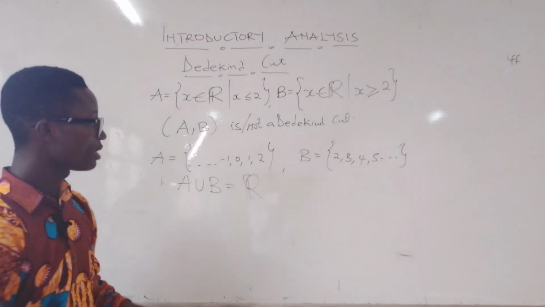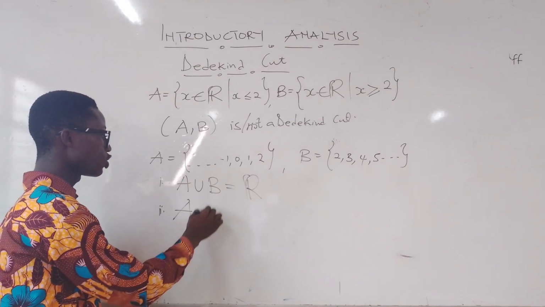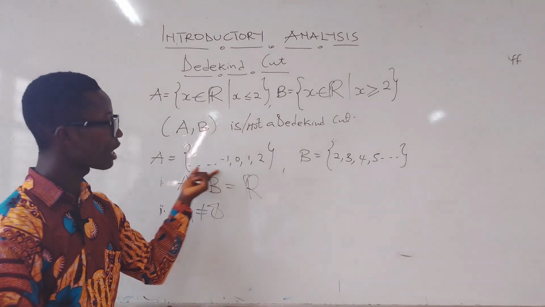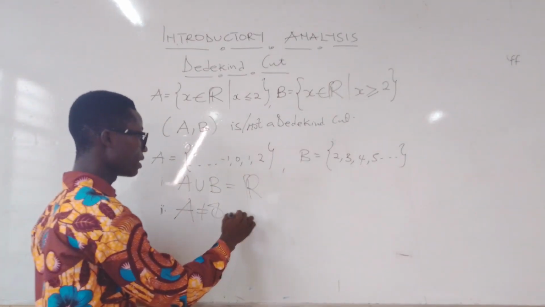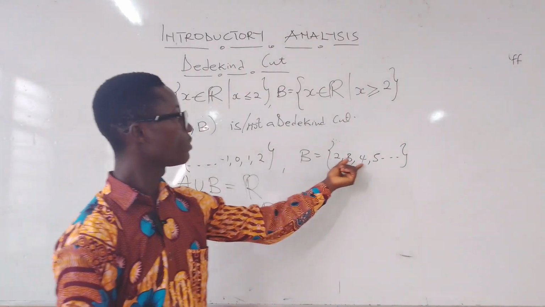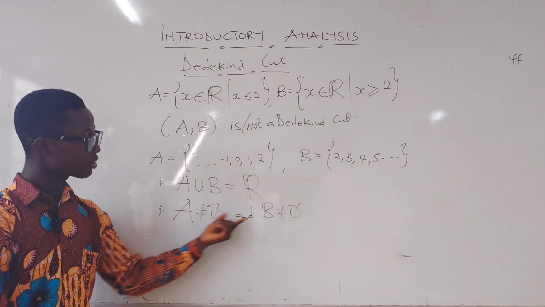Now let's move on to the next condition. Condition 2. We are saying that set A shouldn't be an empty set. And it's true, looking at this set, we can see that set A is not an empty set. And also set B shouldn't be an empty set. When you look at set B, that one too is not an empty set. It means that condition 2 has also been satisfied.